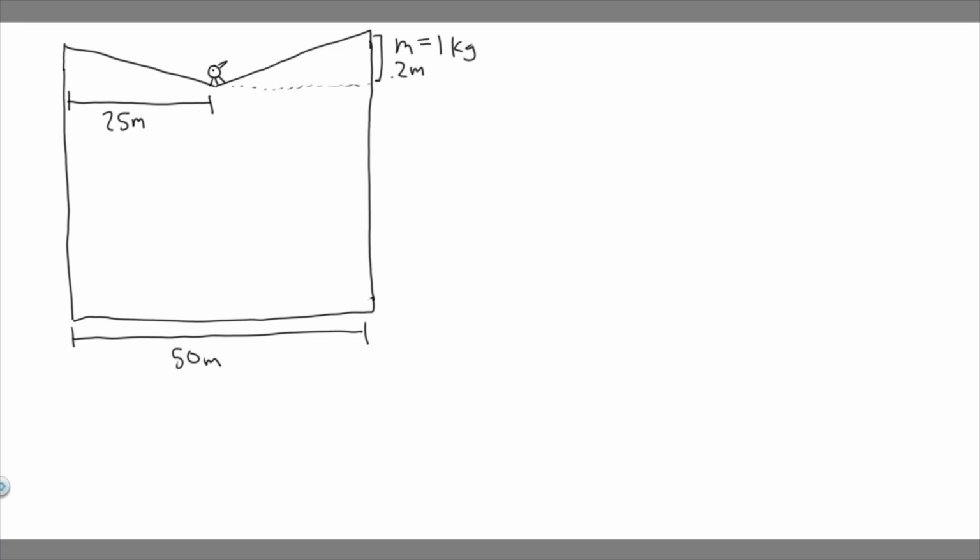In this problem, we're told the distance between two telephone poles is 50 meters. When a 1 kilogram bird lands on the telephone wire midway between the poles, the wire sags 0.2 meters. Draw a free body diagram of the bird. How much tension does the bird produce in the wire? Ignore the weight of the wire.